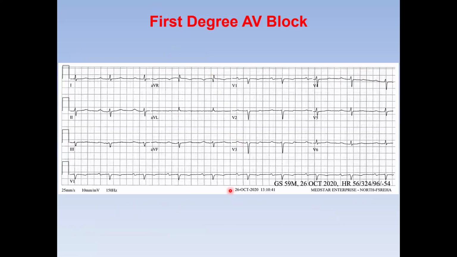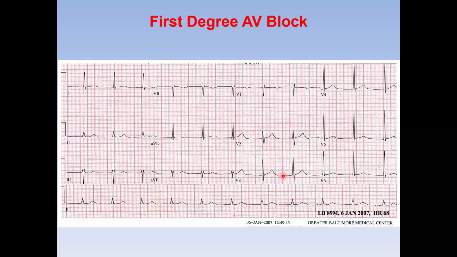First degree AV block is simple, everybody knows this. We have this patient, heart rate 56. You can see the PR interval is 324 milliseconds, QRS 96, the first degree AV block. It becomes a little difficult to identify in this one. It looks like a junctional rhythm, but if you look carefully, you'll find that there is something here.